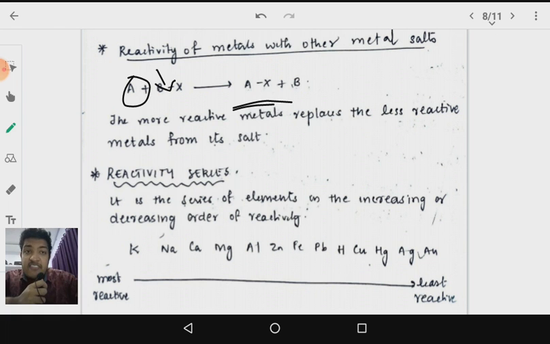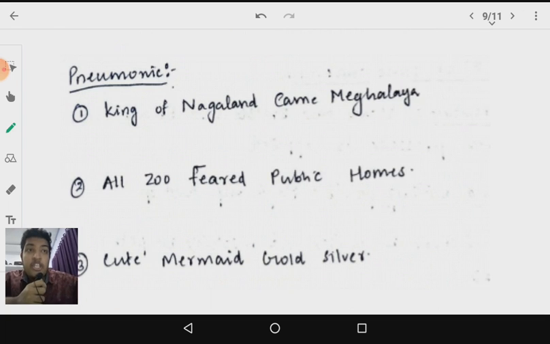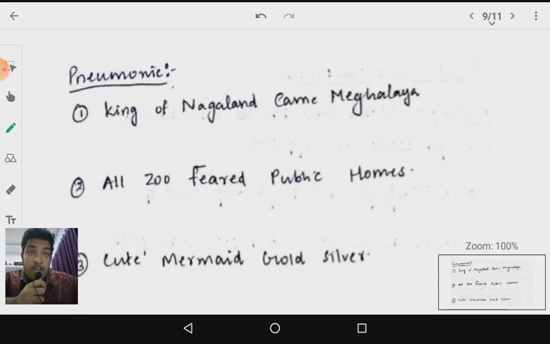In every case we have seen that potassium, sodium, calcium are highly reactive, whereas gold and silver are least reactive. Based on that, we have prepared a series, and this series is known as the reactivity series. Now the problem is memorizing this. Memorizing such a series is easy when you make your own mnemonics. If you can't make one, then here is one for you.